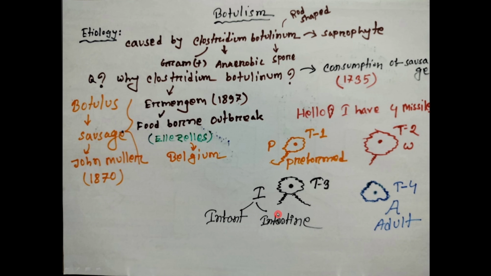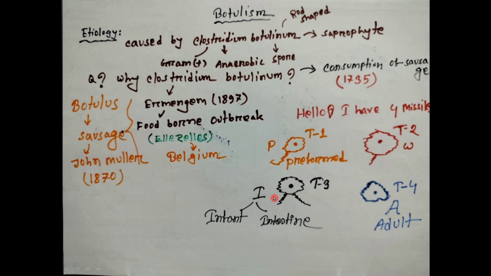Then number 3 is infant botulism, designated as I here. Infant botulism is caused by the production of toxin by germinating spores of Clostridium botulinum in the intestine of an infant. That means first of all the spores go to the intestine of the infant.